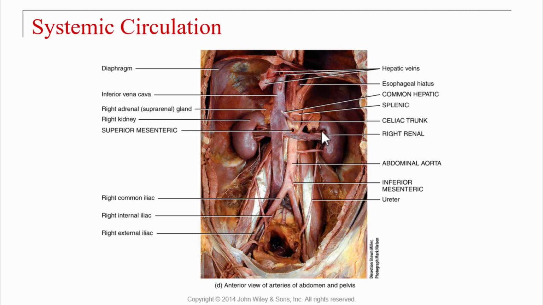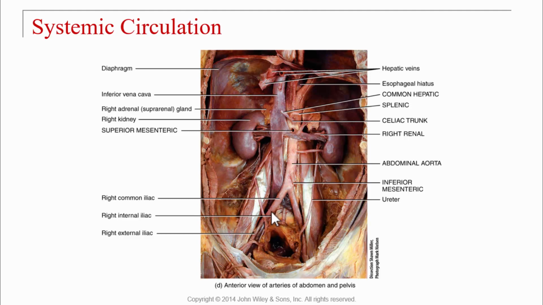Again, we really can't see them too well, just a little bit there, because the renal veins are coming out of the kidneys and emptying into the inferior vena cava. So here's the inferior vena cava. And then if we go down a little bit farther, we're going to see the inferior mesenteric artery, and then our right and left common iliacs, and then our right and left internal iliacs.